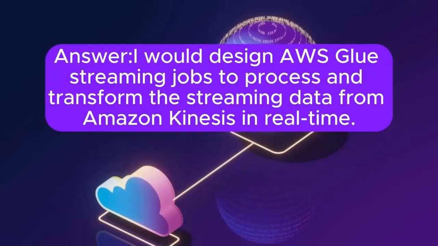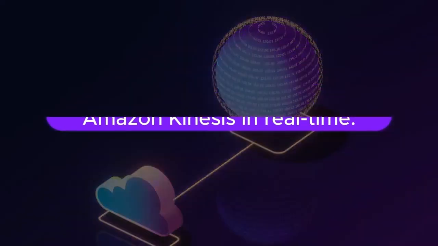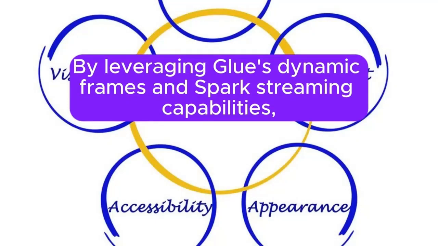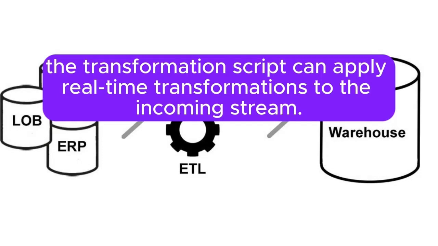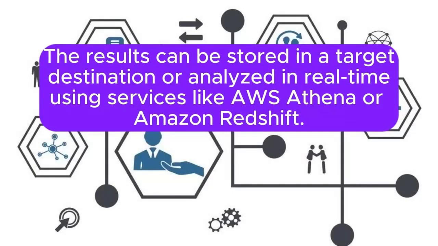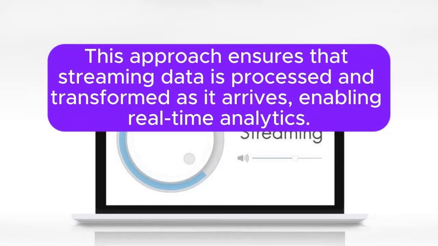Answer: I will design AWS Glue streaming jobs to process and transform the streaming data from Amazon Kinesis in real time. By leveraging Glue's dynamic frames and Spark streaming capabilities, the transformation script can apply real-time transformations to the incoming stream. The results can be stored in a target destination or analyzed in real time using services like AWS Athena or Amazon Redshift. This approach ensures that streaming data is processed and transformed as it arrives, enabling real-time analytics.